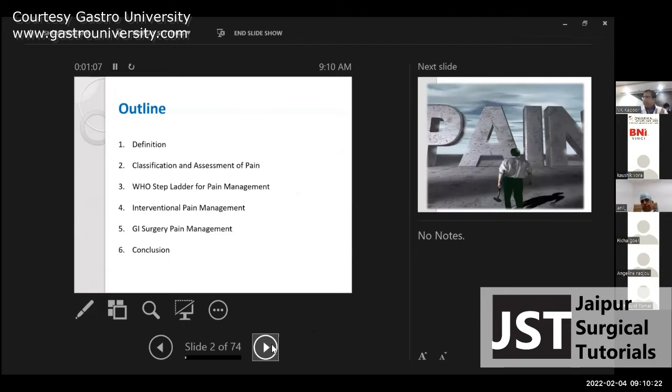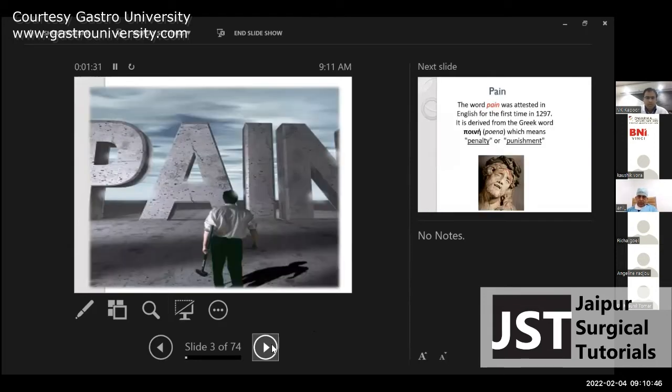So what we are going to discuss in this lecture, a brief outline I'm telling you, we will go through the definition of pain, how to classify and assess the pain, what is the WHO step ladder for pain management, what are the interventional pain management techniques which we are using, and what is the importance of pain management in GI patients, in GI surgery, and then finally we will conclude our lecture.